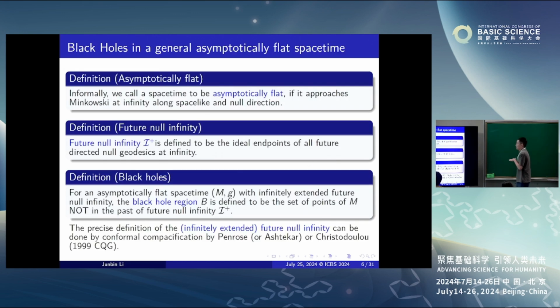Well, let me just show you some definitions, but in a very informal way, because it involves many details. The motivation is to define a black hole region in a very general space-time, not just Schwarzschild or Kerr. We call a space-time, a 4-dimensional Lorentzian manifold satisfying, for example, the Einstein equation, asymptotically flat if it approaches Minkowski along space or null directions.